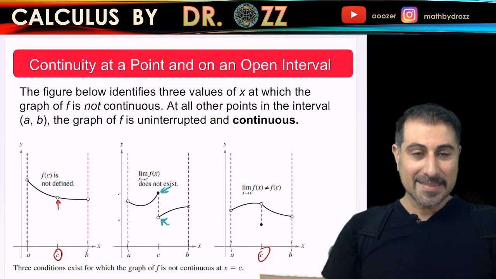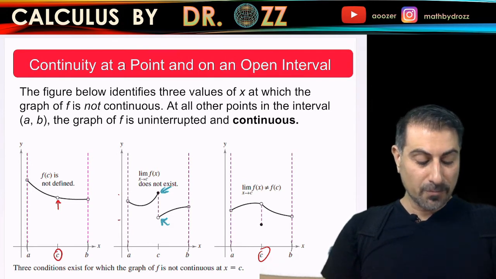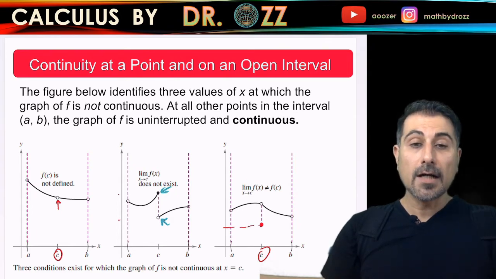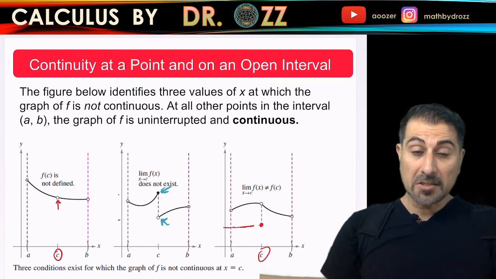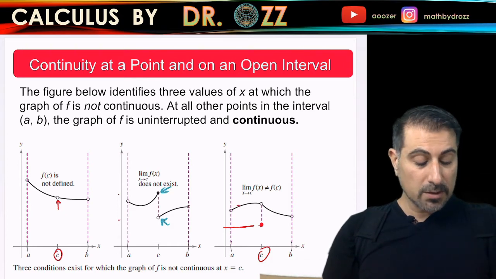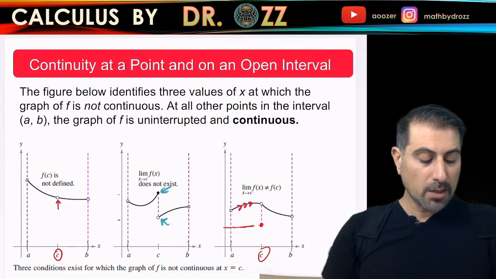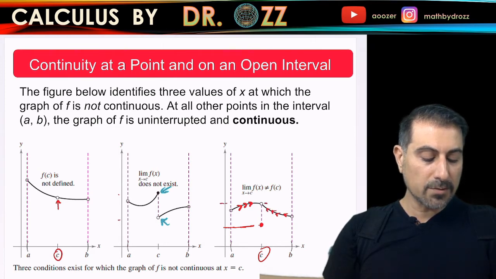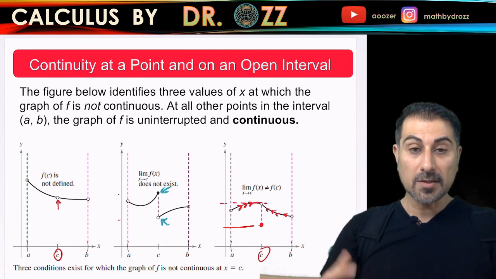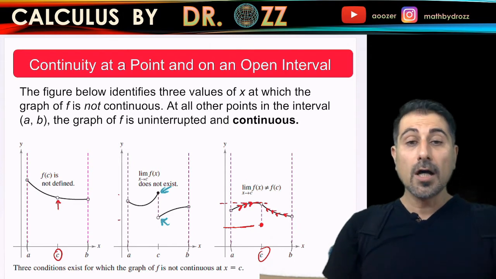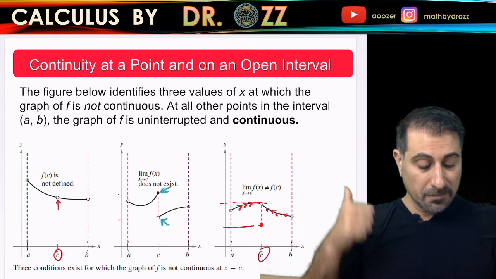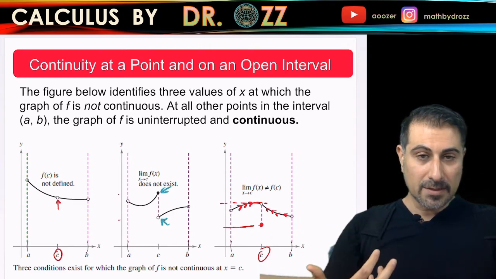Let's look at the last case scenario. First of all, the function is defined, because at c it takes this value here, whatever that value is. Let's look at the limit of the function. If you walk in this direction, and if you walk in this direction on the graph, you're going to meet whatever this point is. You're going to meet at that point, so that means the limit is going to be that value. So the limit exists. The function is defined, and the limit exists.